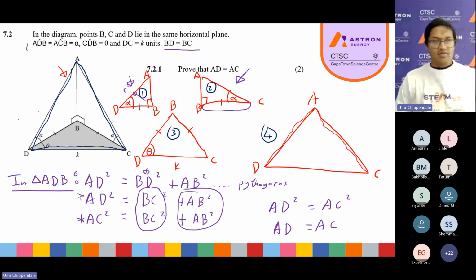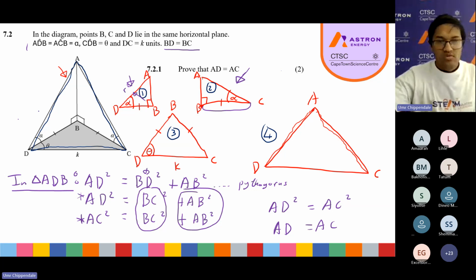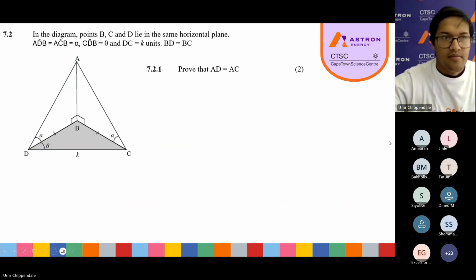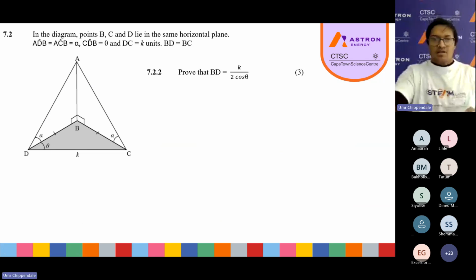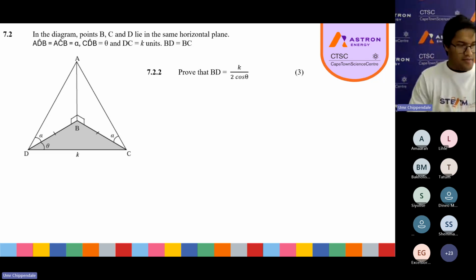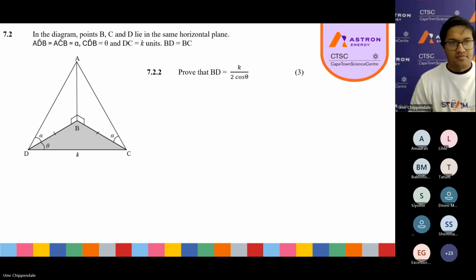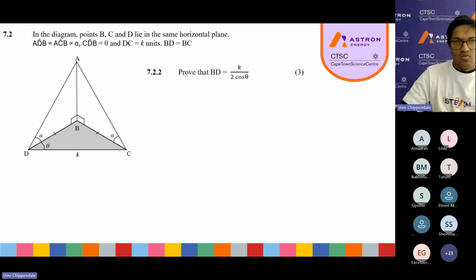Okay, now that was our 7.2.1. Now I move on to 7.2.2. In this particular case, we need to now prove that BD is equal to K divided by 2 cos of theta. So it's going to be this long part over here. What can we see by this? If we go with all of these, where do we find K? We find K inside of our fourth triangle.